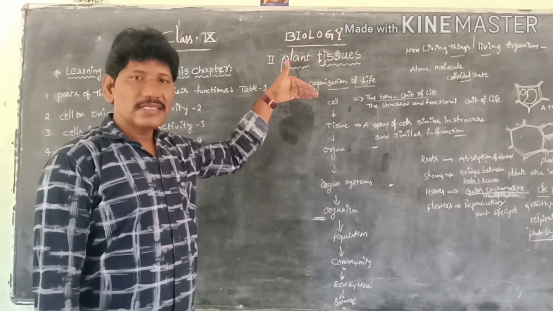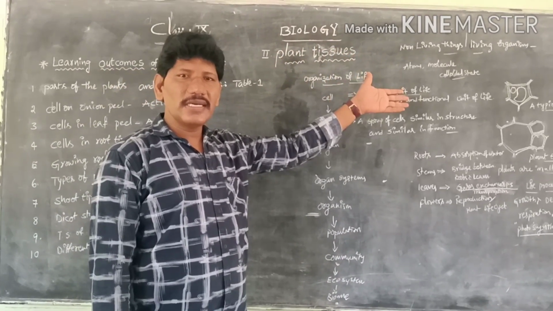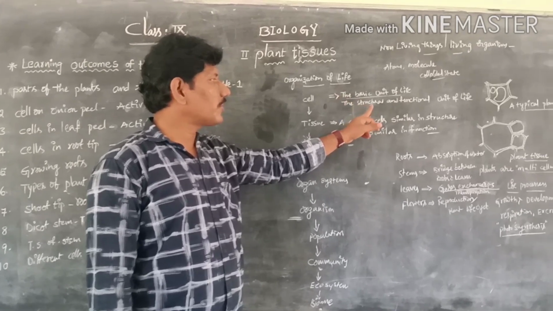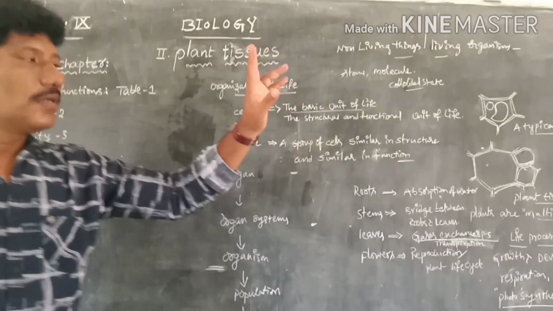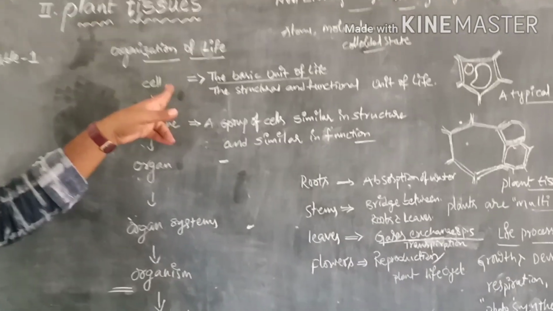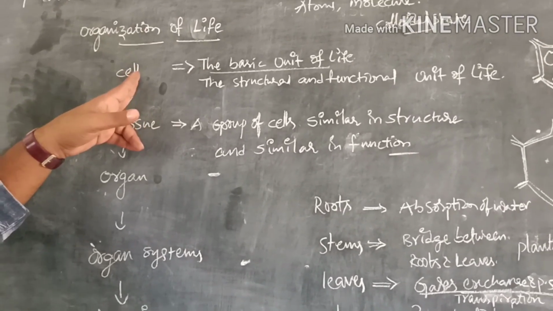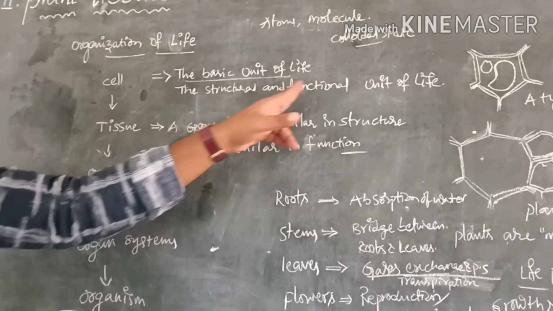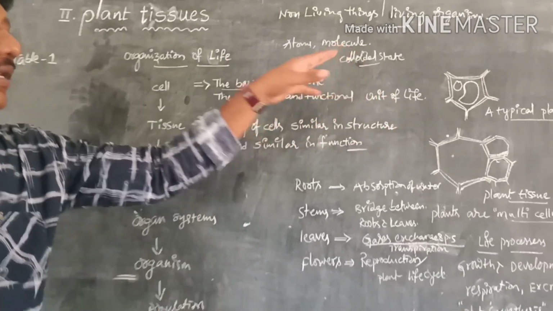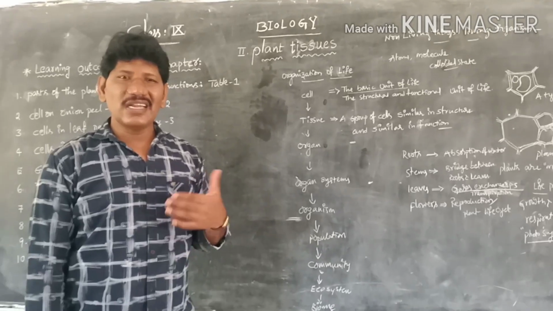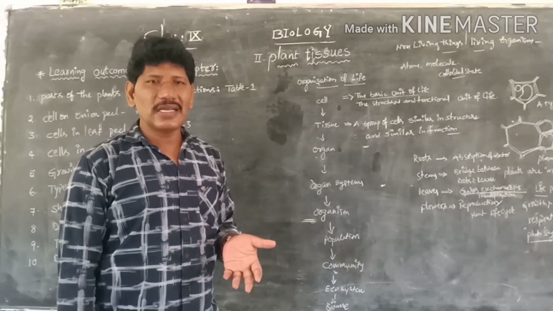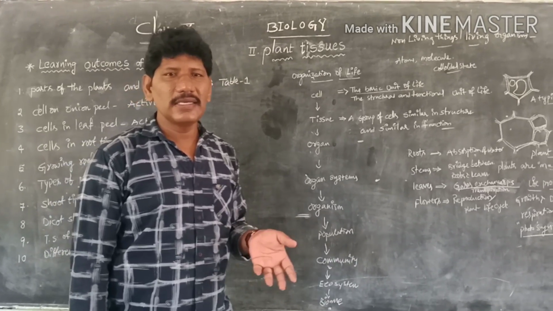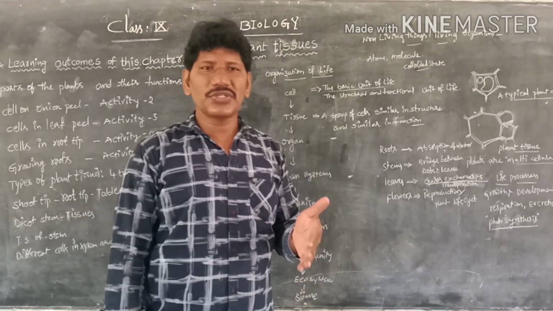In the previous class, that means in 8th standard, the first chapter, cell, the basic unit of life, or cells are the structural and functional unit of life. You have already learned about different cell organelles and their different functions, in the 9th class first chapter, cell: its structure and functions.